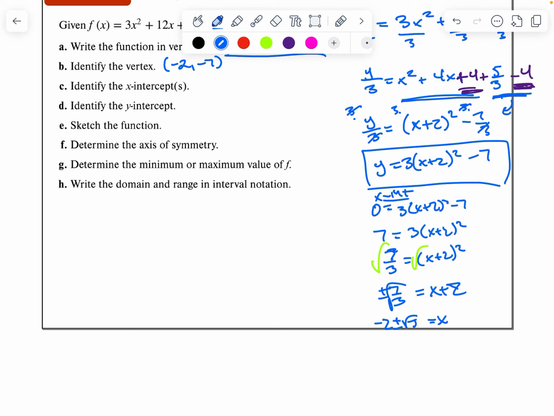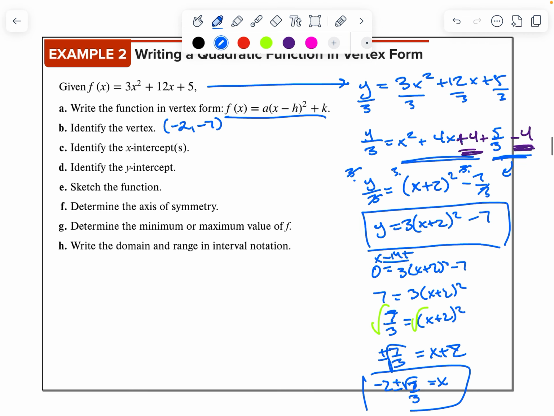The y-intercept, again, we plug in a 0 for x. And that's going to be y equals 3(0 plus 2) squared minus 7. y equals 3 times 2 squared minus 7. This one's going to work out a little bit nicer. You can type that in the calculator, and I believe you'll get y equals 5.